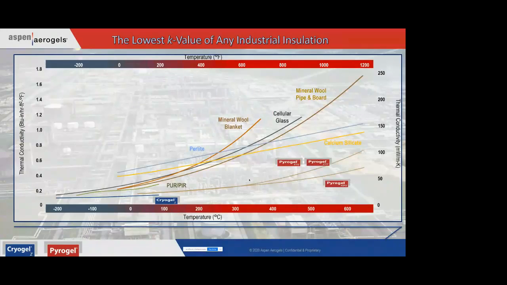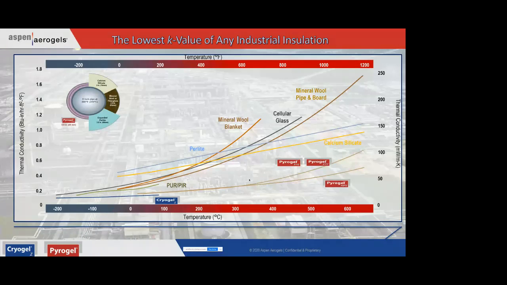Okay, so if you look at our thermal conductivity curves, you'll see the Pyrogel and the Cryogel, in terms of thermal conductivity, are the lowest in the industry, basically. Most of the people on this seminar today will have plants, and their process temperatures will tend to be, the majority of them, below 300 degrees C. So if we look at around 315 degrees C, you'll see our thermal conductivity is around 20 milliwatts per meter Kelvin. If you look at the equivalent mineral wool thermal conductivity, you're getting up and close to 150 milliwatts. So we are significantly lower in thermal conductivity.